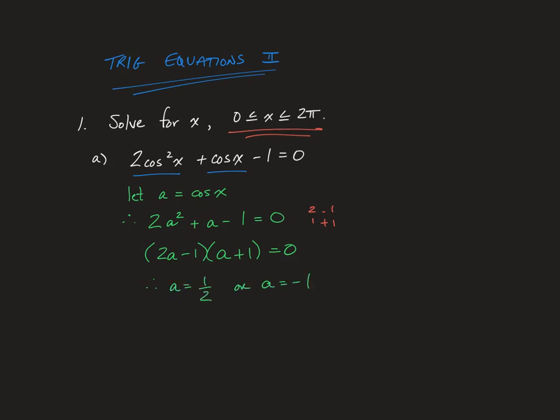Now the issue becomes, I never gave you an equation with a's in it. You chose to put in the a's, so now we've got to get rid of those a's. So we're going to go backwards, and let's sub back out that a. We're going to sub in cos x anywhere that we see an a, and therefore we get cos x equals 1/2 or cos x equals negative 1.